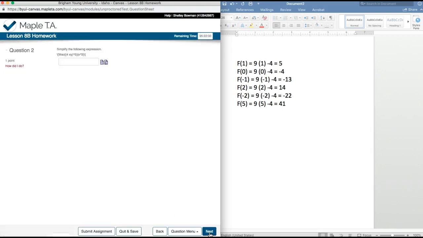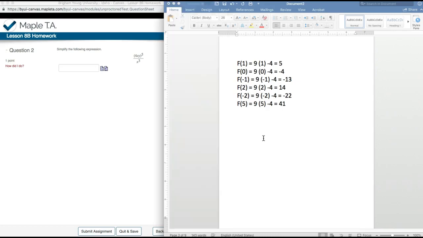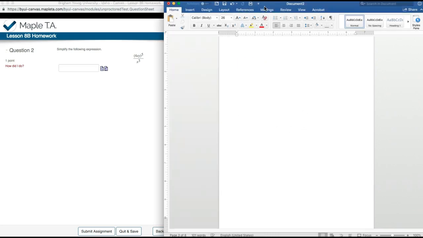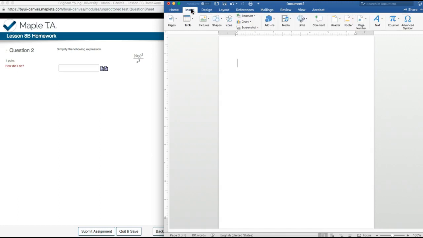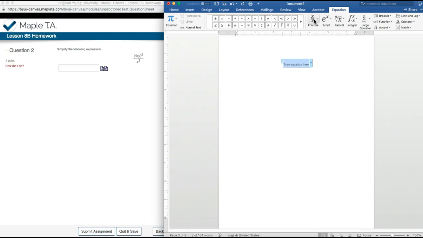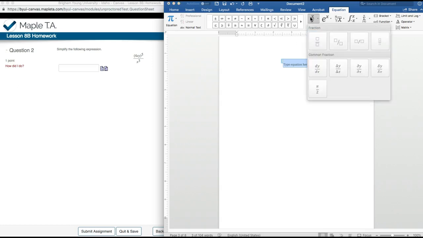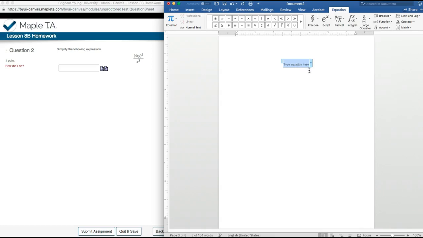Okay, let's move on to question number 2. Simplify this expression. So again, I'm going to show you using Microsoft Word. I'm going to come up here and insert an equation just because it makes it nice to see. I can set it up with a fraction and use my exponents, but it also understands how to do that with just typing it in.